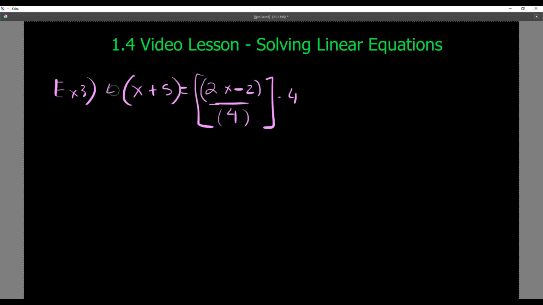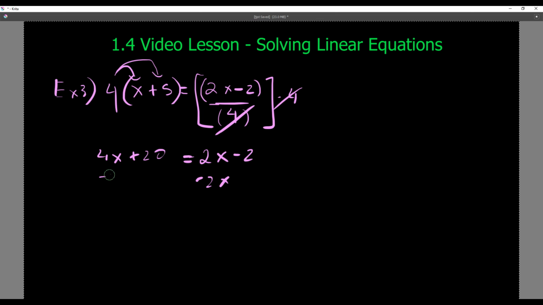Multiply the whole thing on the other side by 4. So here this 4 cancels with that 4. I have just 2x minus 2 left. Over here I have 4 times x and 4 times 5. I have 4x plus 20. Okay, now you can solve that. Subtract 2x and subtract 20. I have 2x is equal to negative 22, divided by 2, x is equal to negative 11.